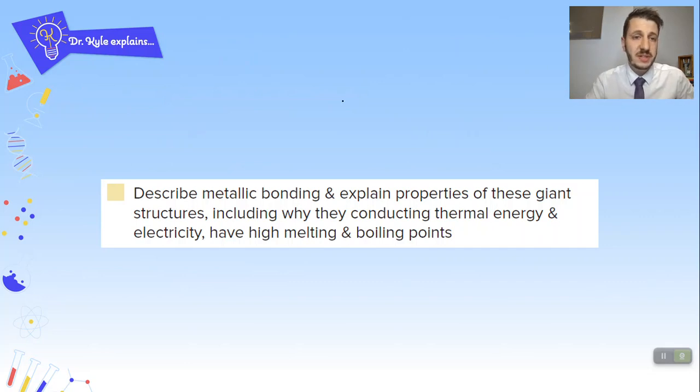Okay, so what we've done today is we've described metallic bonding and explained the properties of these giant structures, including why they conduct thermal energy and electricity and have high melting and boiling points.